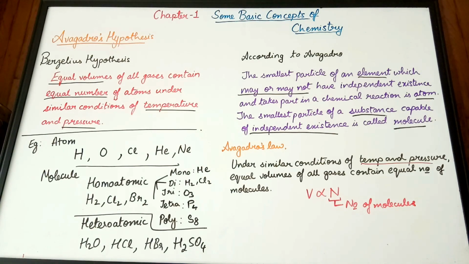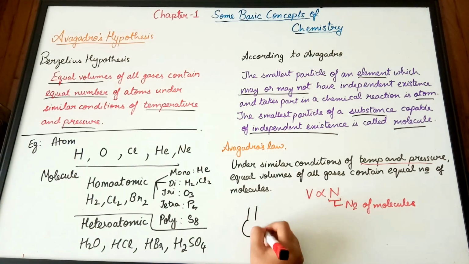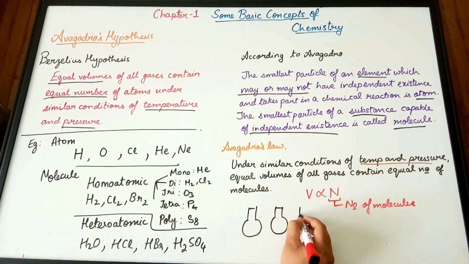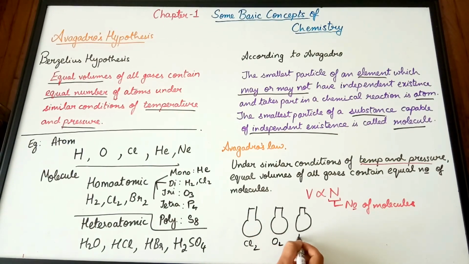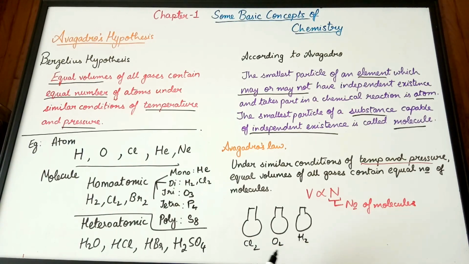For example, if we have hydrogen, oxygen and chlorine present in the same sized flask, so all three flasks have the same capacity. Notice I am not writing it as H, Cl and O. I am writing it as Cl2, O2 and H2 because these exist in their molecular form. These have independent existence. So according to this law, the number of molecules of oxygen, hydrogen and chlorine is going to be the same in the three flasks because the volumes of the three flasks are the same.